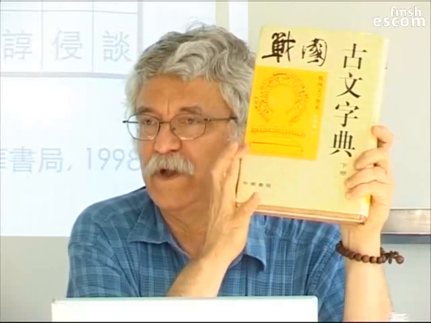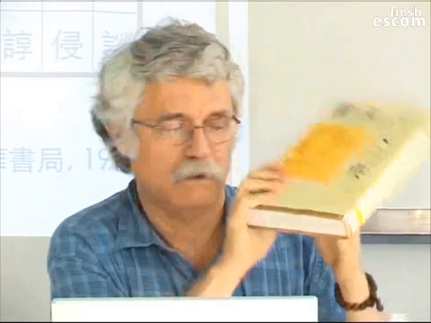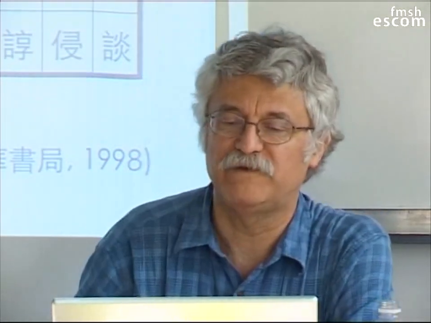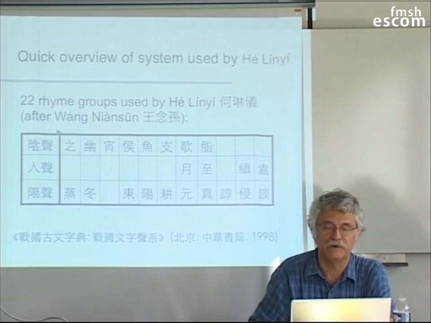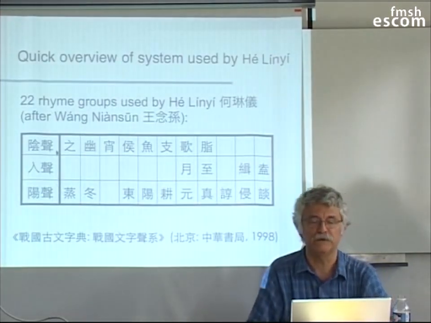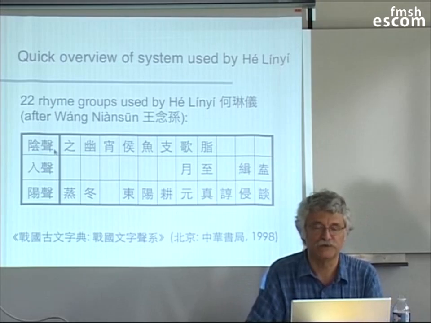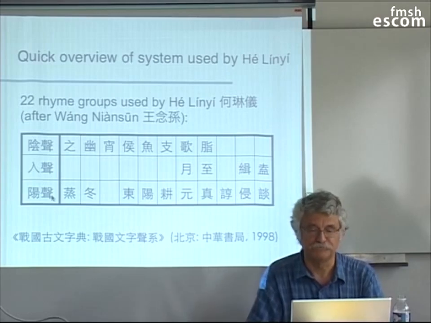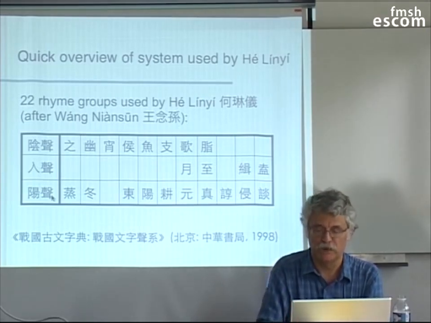I use this a lot, and for me, the man knows a great deal about early script. He has several other books on it, and articles and so forth. But in the beginning, he explains the phonetic framework that he's going to be using. And so he uses the 22 rhyme groups, which are adapted from Wang Nian Sun. They're divided into Yin Sheng, Ru Sheng, and Yang Sheng. Yin Sheng are basically open syllables or vocalic codas. Rusheng is stop codas, and Yangsheng is nasal codas. So there are 22 rhyme groups.